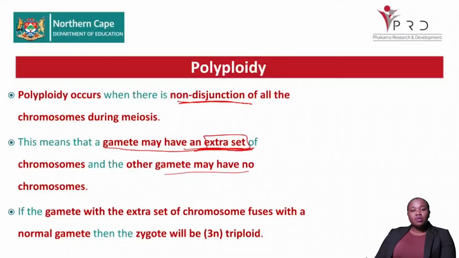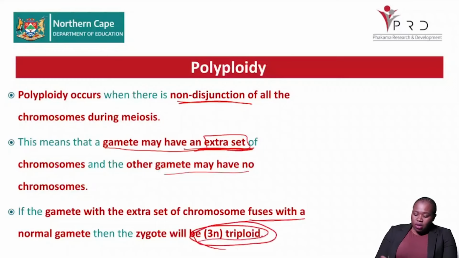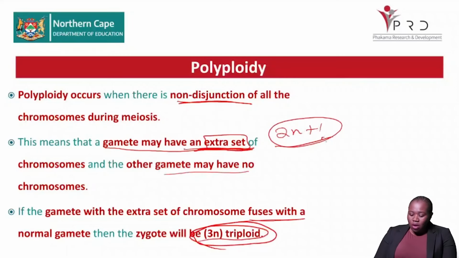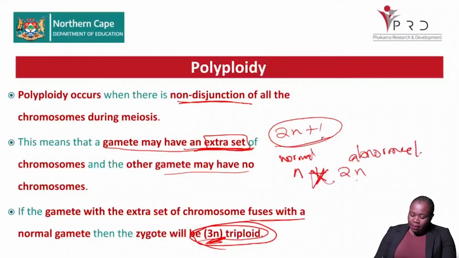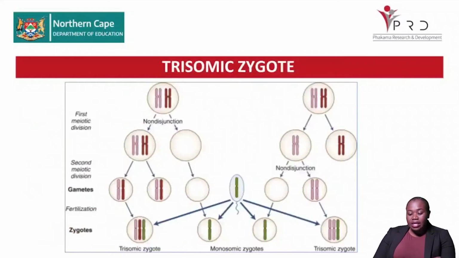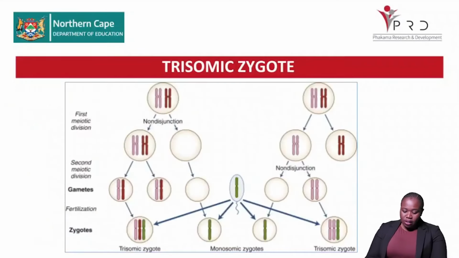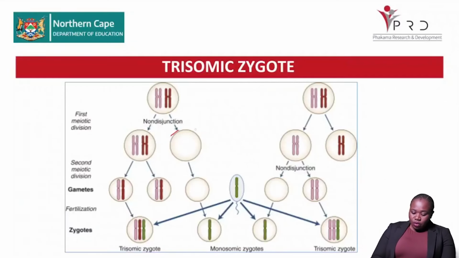So if that gamete with the extra chromosomes fuses with a normal gamete, it means that now we are ending up with 3N. Remember, if it's just a chromosome, you would have 2N plus 1 at the end of fertilization. So in this case, we have a normal gamete, which is N, crossed with a gamete that has 2N, because all of them have failed to separate, it means that the cell remains diploid even at the end of meiosis. So N plus 2N, this is normal. This is the abnormal one that failed to separate. So when that happens, you are going to result in 3N, which is a triploid cell, right? So we can see here, these two chromosomes have failed to separate. So we have a diploid cell with a cell that has 0 chromosomes, right?